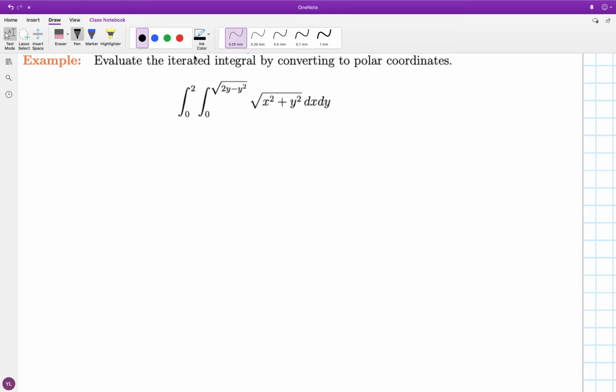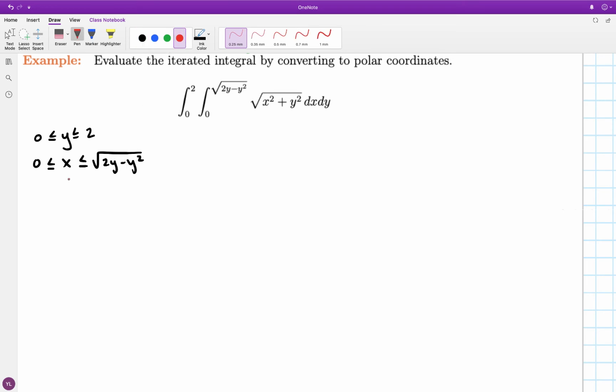Alrighty, next problem. They ask me to compute this iterated integral not using the usual Cartesian coordinates, but converting to polar coordinates. So first let's just observe what type of Cartesian integral we have. It appears to be a type 2 region. Y is bounded between 0 and 2, and x is bounded between 0 and this function of y.